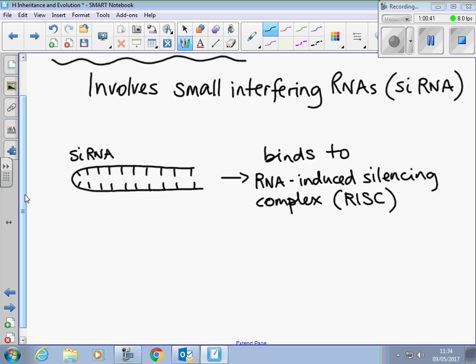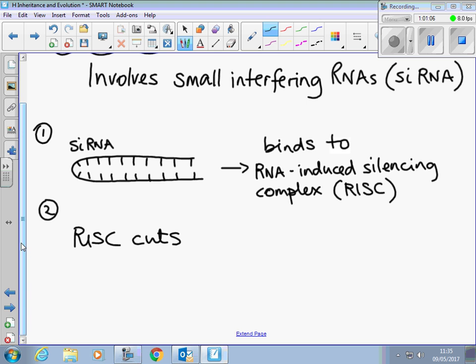So the RISC actually breaks this into two bits, and you end up with one of the bits stuck to RISC, the other bit just gets discarded, which makes you wonder why it was produced in the first place, but I'm sure that will be answered one day. So RISC cuts, so I'm going to do it in a sort of supplementary set of diagrams and notes. So the RISC cuts the small interfering RNA into two pieces. One stays attached to the RISC, the other one's lost.